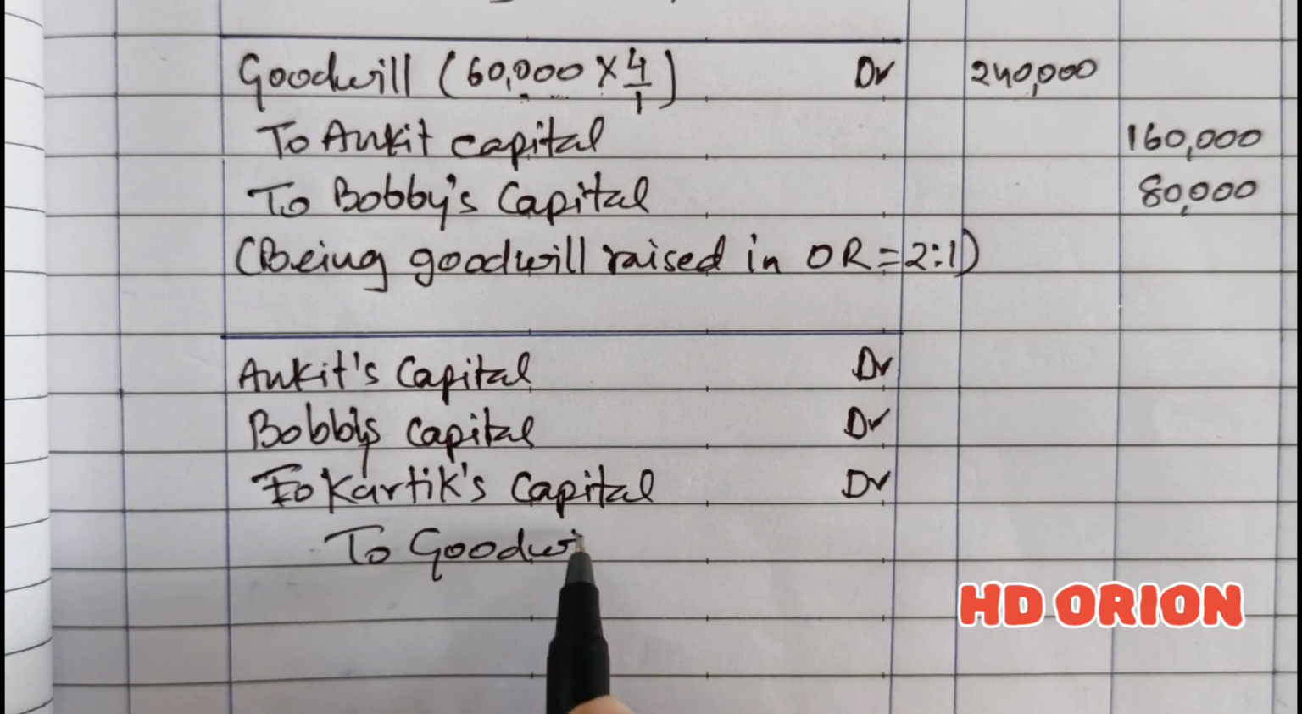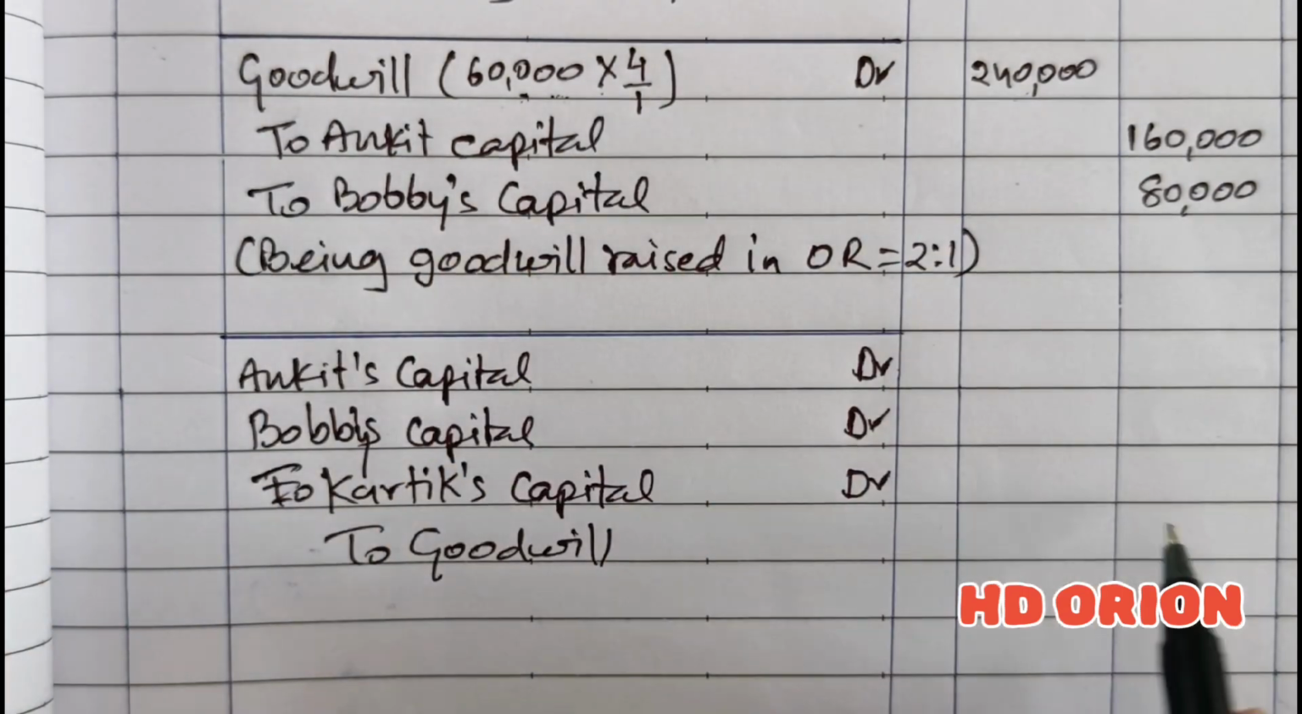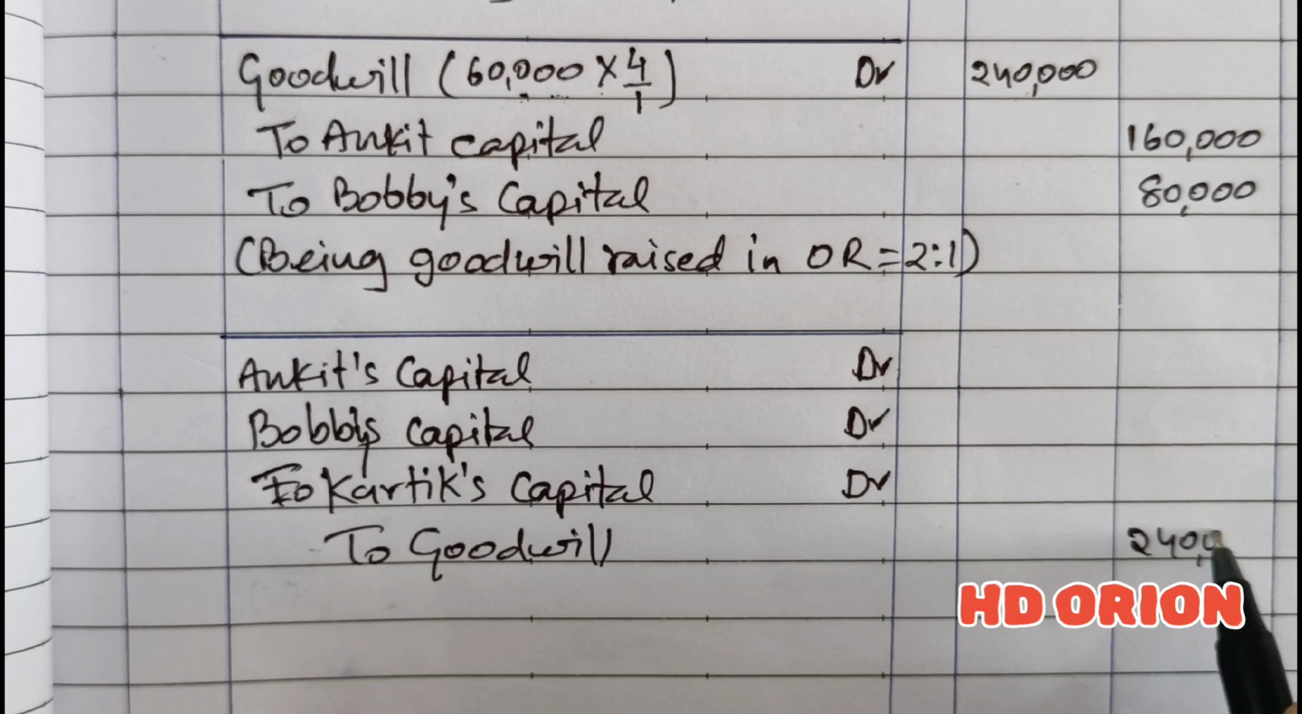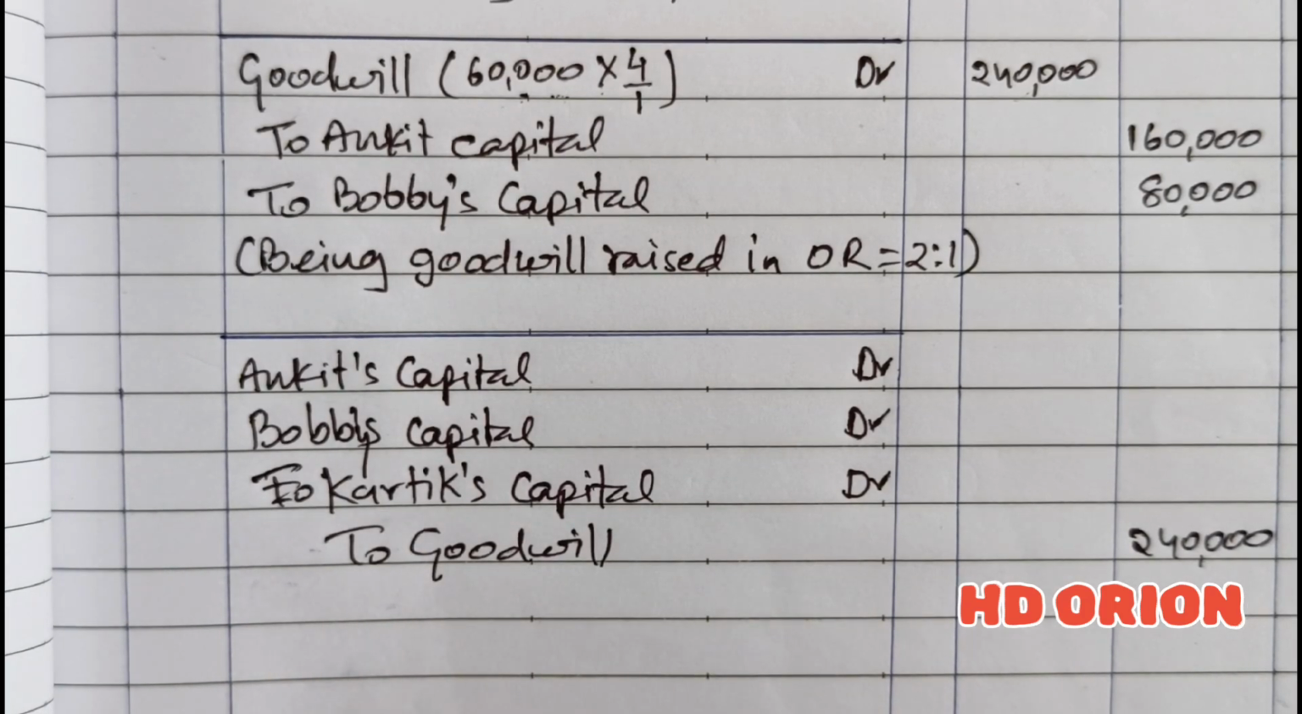So in this way, goodwill account is once debited and once credited with the same amount, and it is closed. So there is no goodwill account left open in the books, but the capital accounts are adjusted and the benefit of goodwill is received by the sacrificing partner, and gaining partners have contributed, have given this to the sacrificing partner.